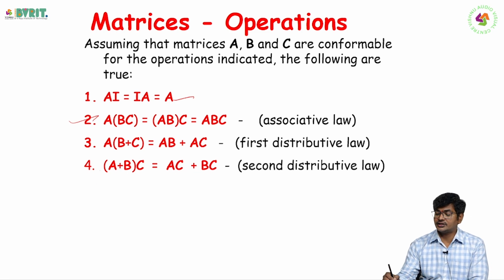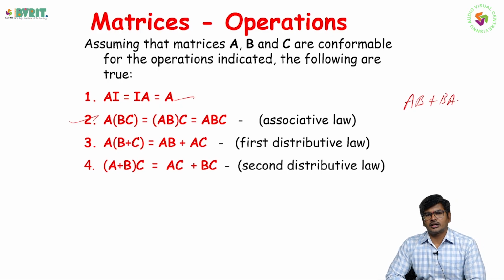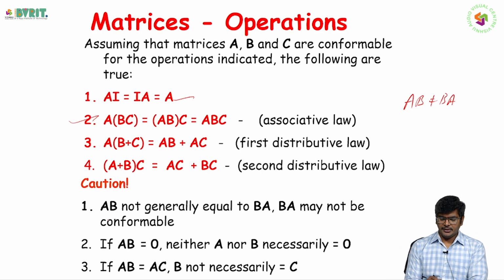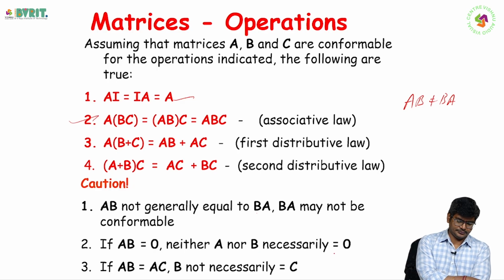But in multiplication, AB is not equal to BA. In matrix multiplication, the commutative property is not satisfied. AB is generally not equal to BA. If A into B equals 0, it does not mean that either A or B is necessarily equal to 0.